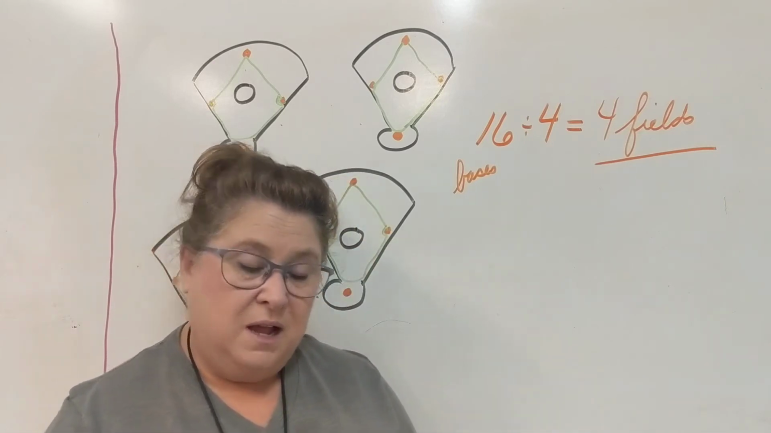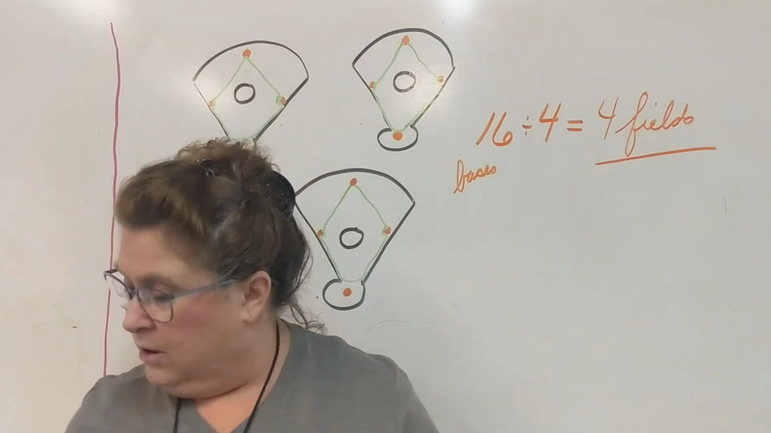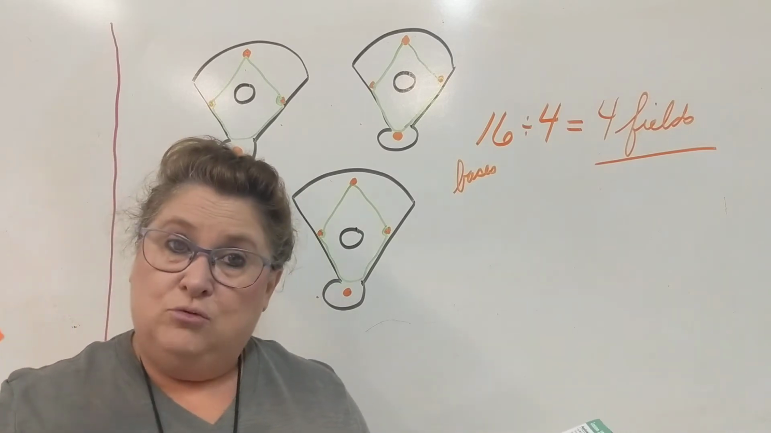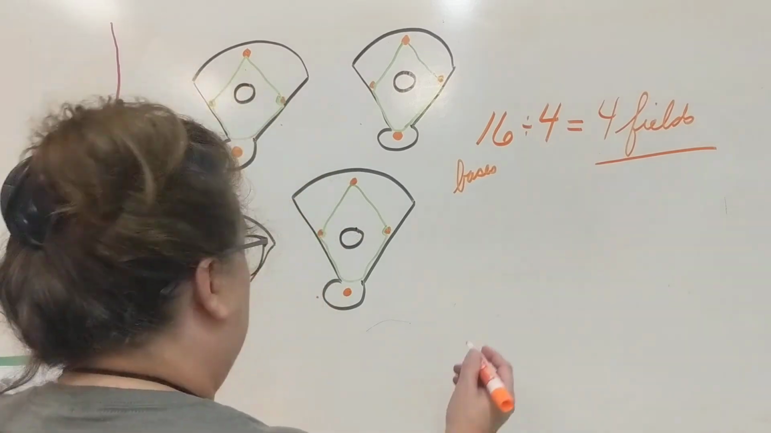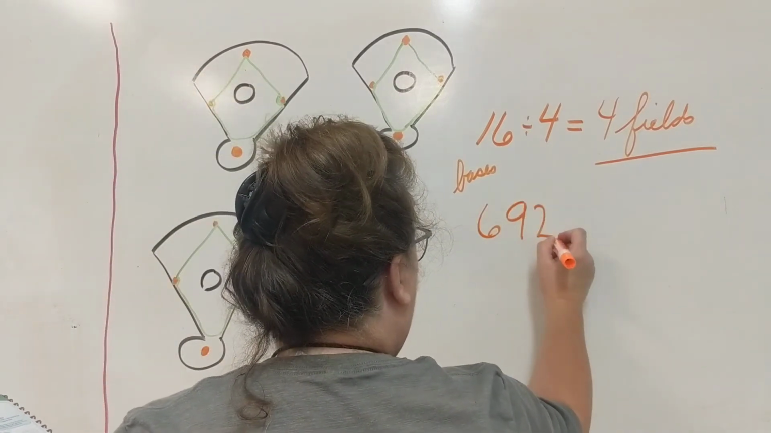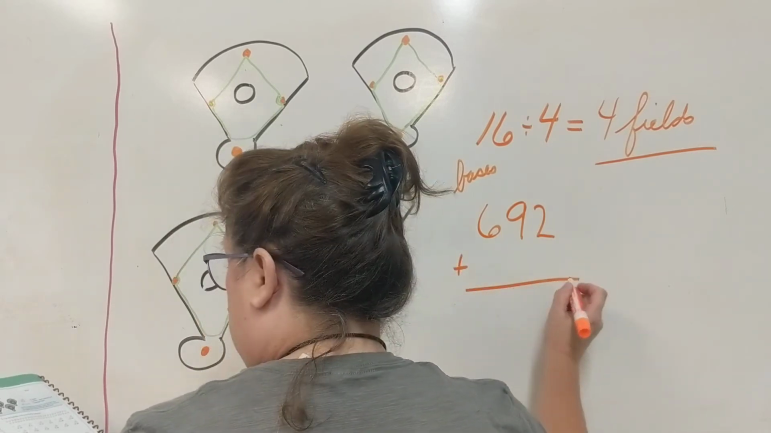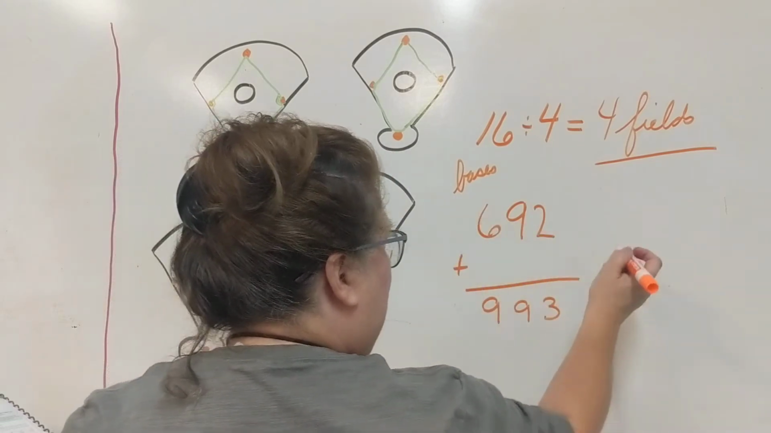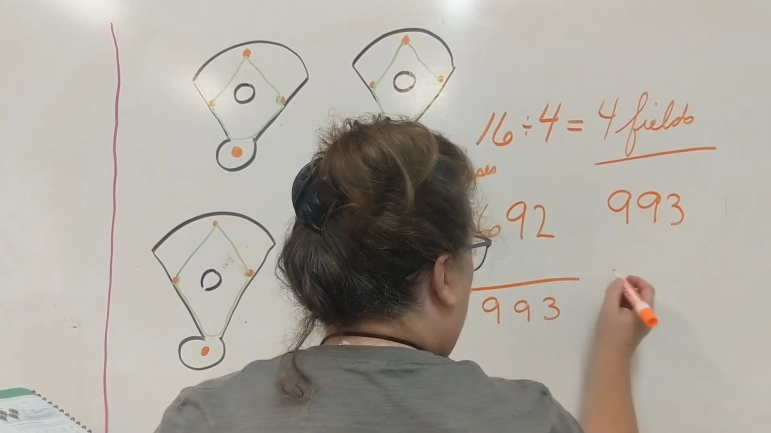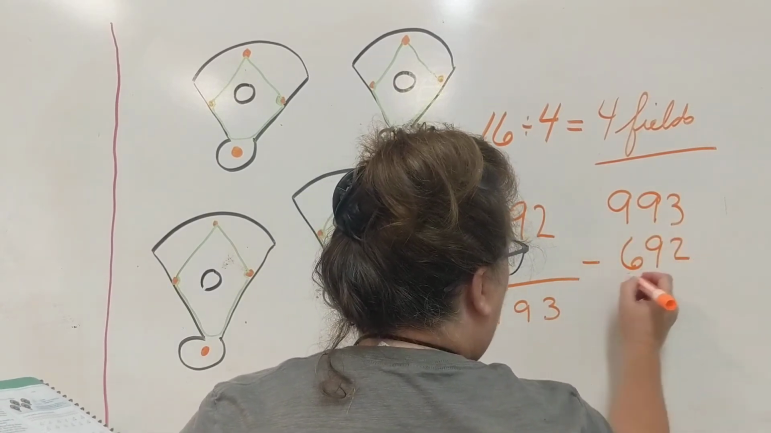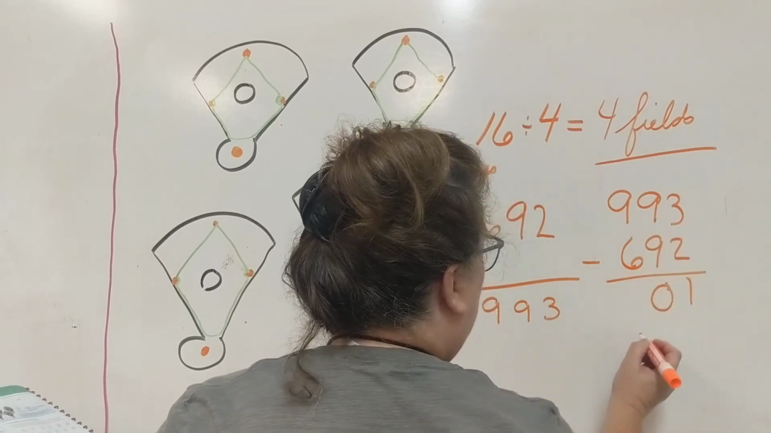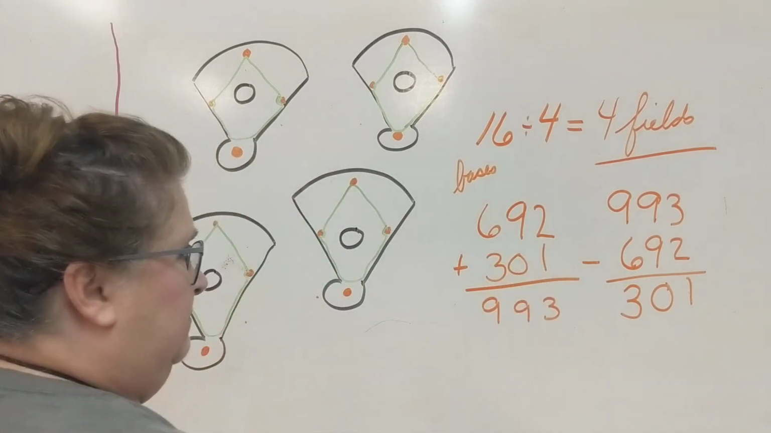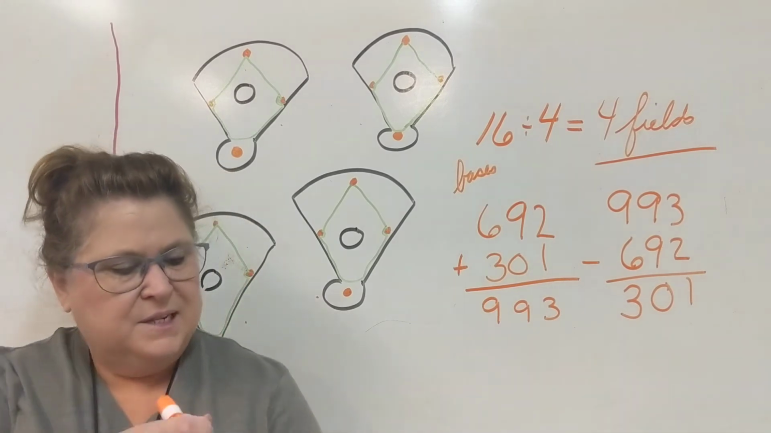Remember, to find the unknown addend, not the unknown sum, I'm sorry, you're going to subtract the addend that you know from the sum that's there. So let's look at 3A. We have 692 plus what equals 993. Remember, to find that missing addend, we're going to subtract the addend that we do have. 993 minus 692. 3 minus 2 equals 1. 9 minus 9 equals 0. And 9 minus 6 equals 3. So our missing addend is 301. Okay? So you'll be doing that in section 3.